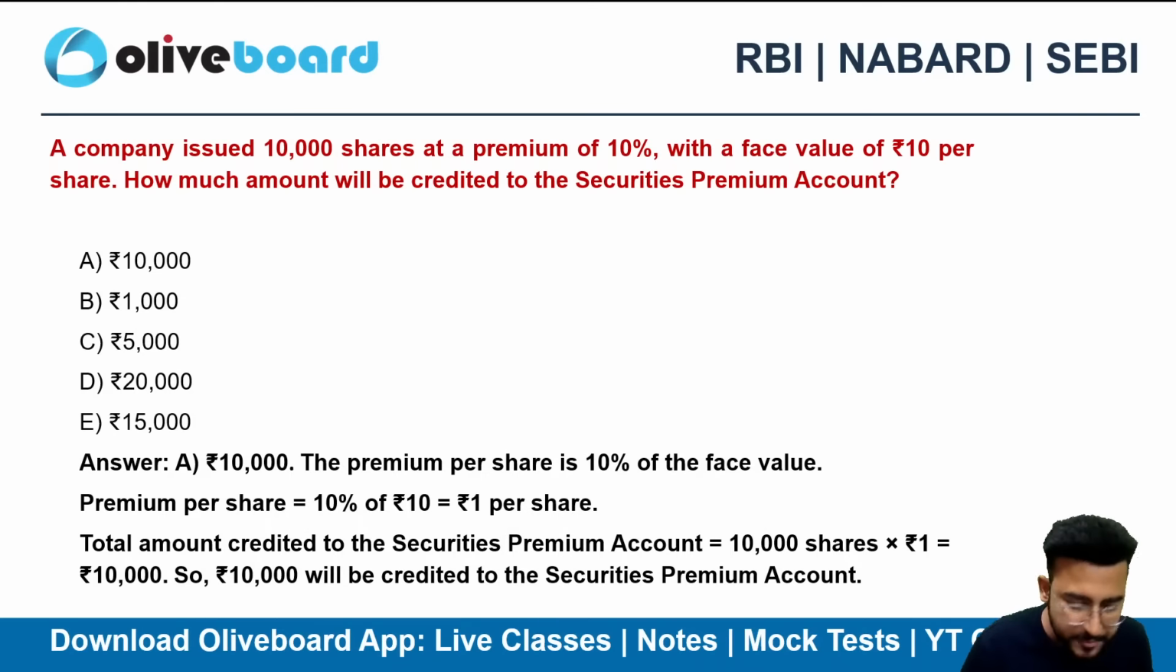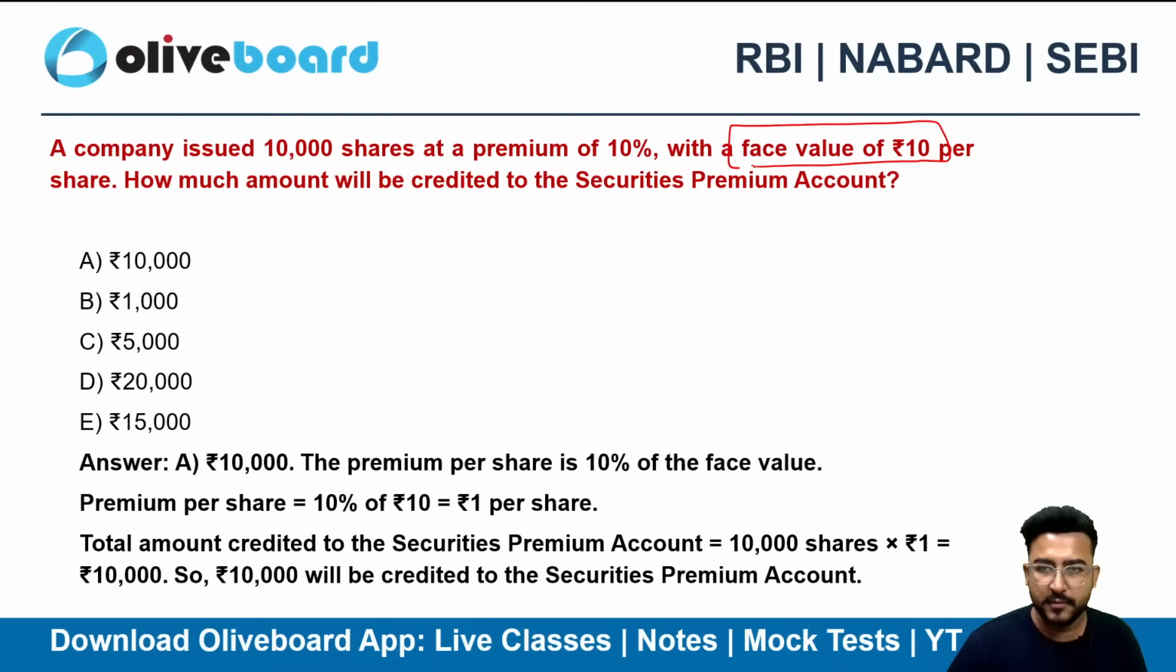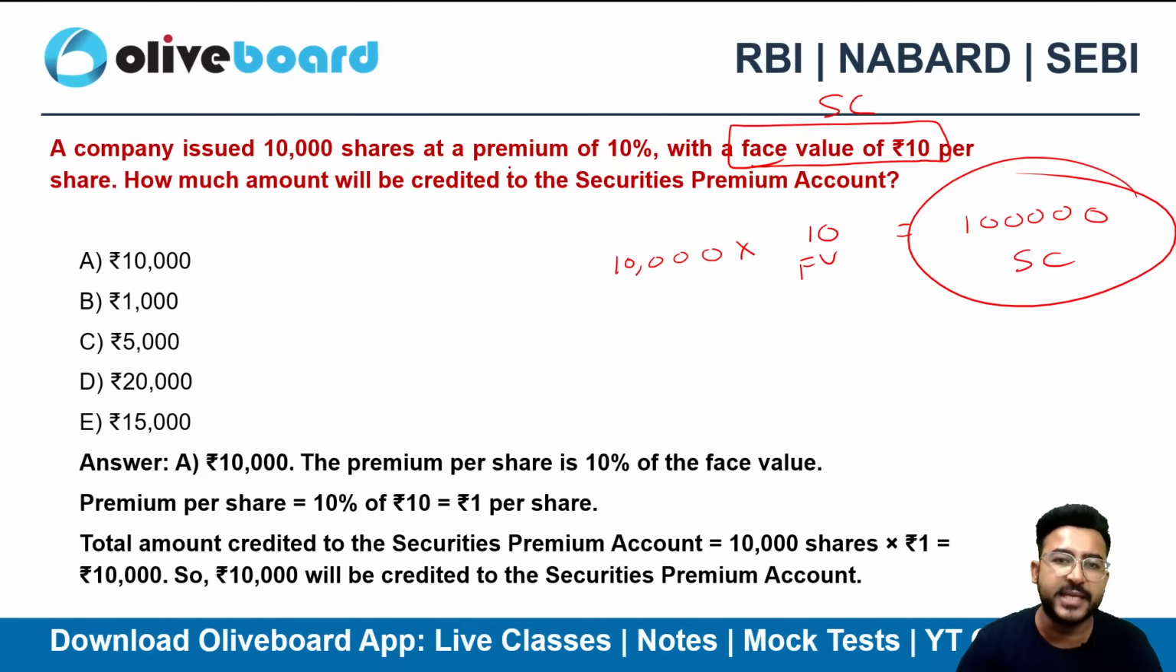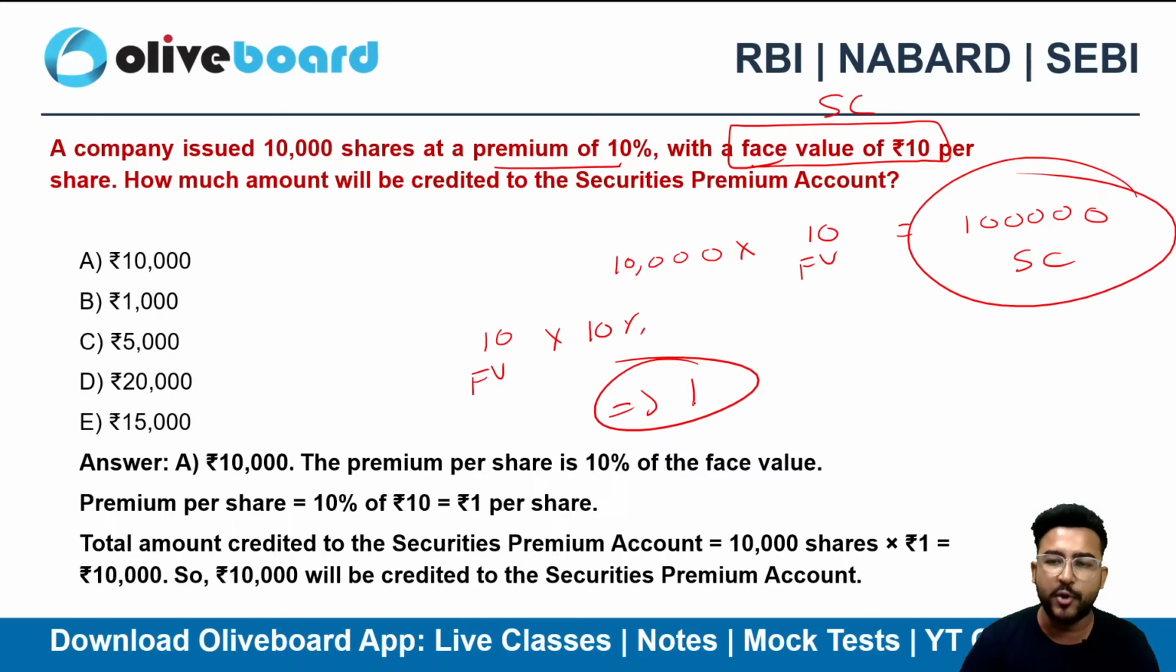Option A, 10,000 rupees. How? Have a look. Whatever the face value of the share is, will always go to share capital account. So 10,000 multiplied by 10 up to face value, 1 lakh rupee will go to the share capital account. I am charging a premium of 10% on the face value. So face value is 10 rupee, premium is 10%, 1 rupee. 1 rupee is my premium. 10,000 rupees will go to the securities premium account.